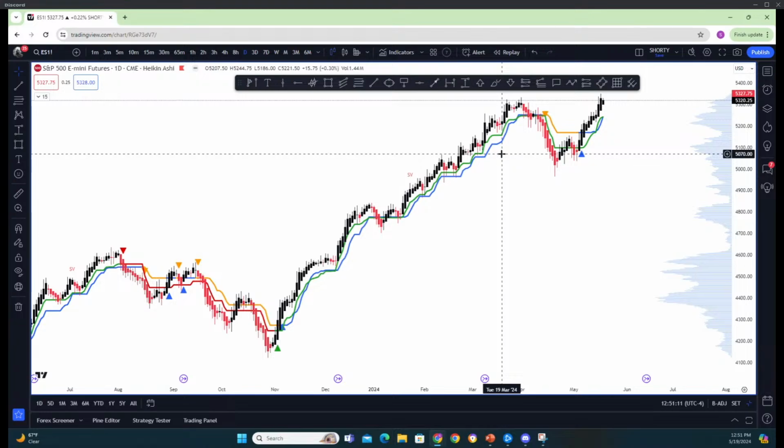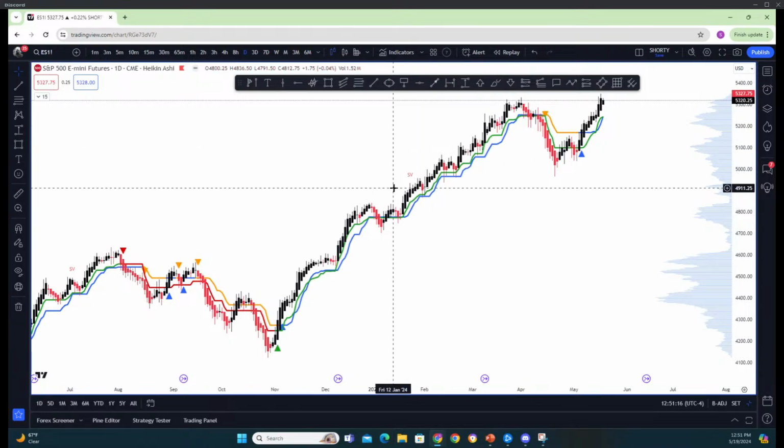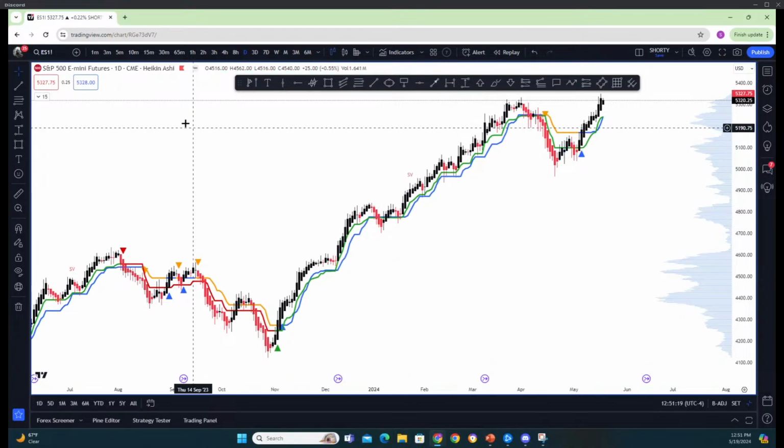You can't really find the level where you get out. It's just to keep you in the trend higher or lower. It's not really a level tool. It's more of a stay-in-a-trend tool.